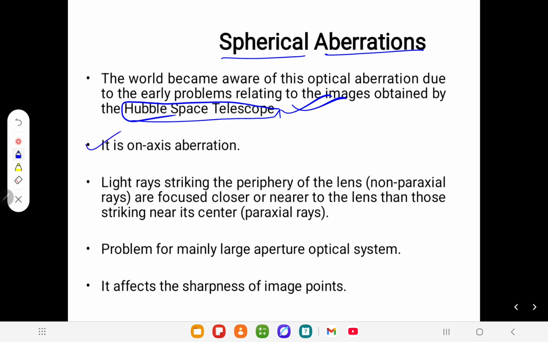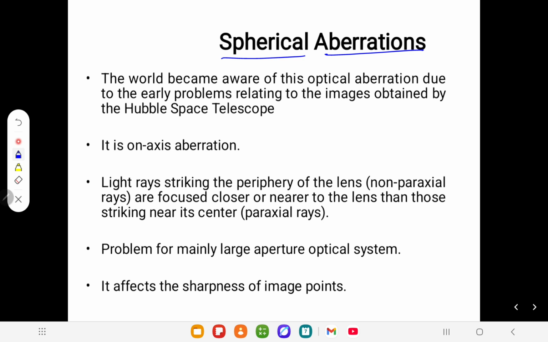See, it is an on-axis aberration. It means the object is close to the optical axis. It's an on-axis aberration. Coma is an off-axis aberration, when the object is not at the optical axis. Remember that thing.